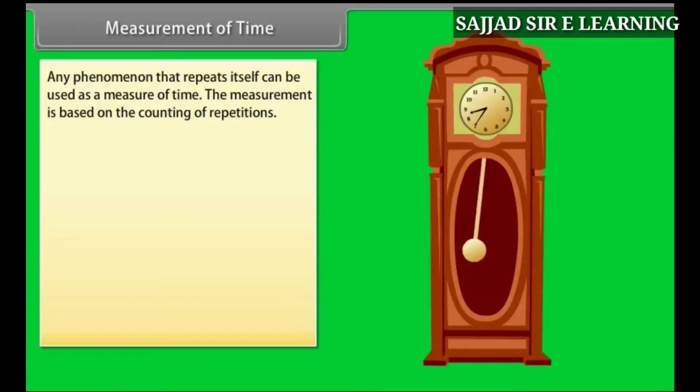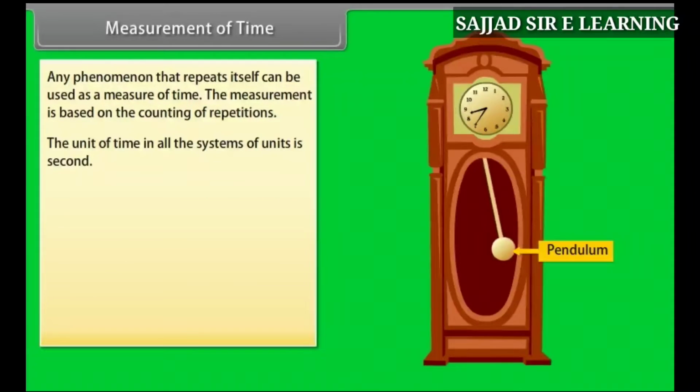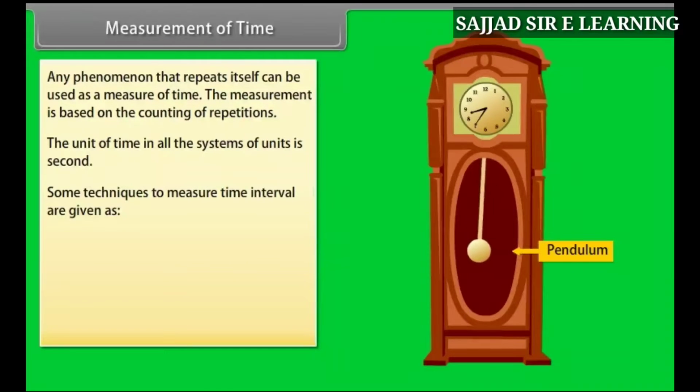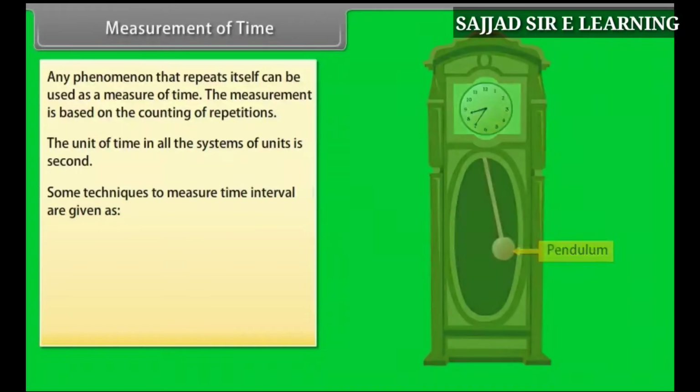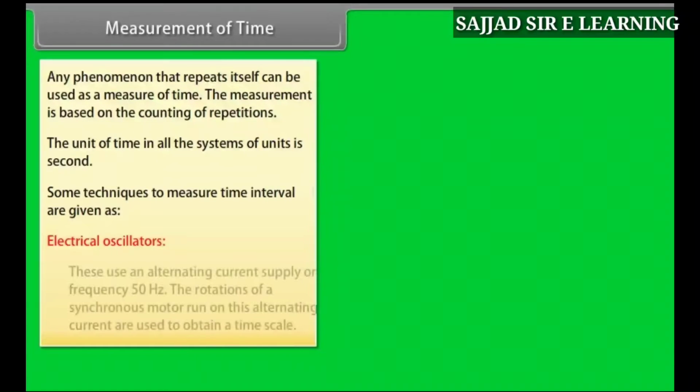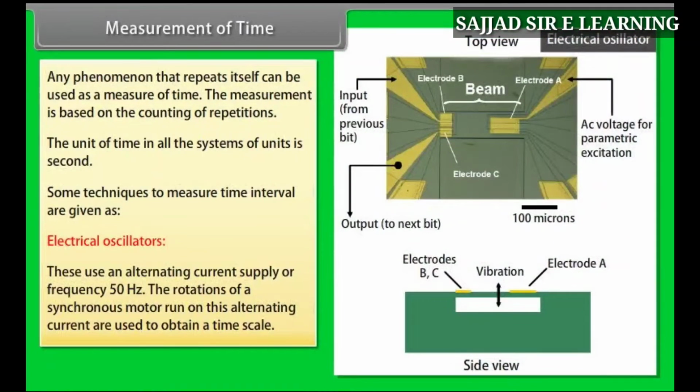Measurement of time. Any phenomenon that repeats itself can be used as a measure of time. The measurement is based on the counting of repetitions. The unit of time in all the systems of units is second. Some techniques to measure time intervals are given as: electrical oscillators. These use an alternating current supply of frequency 50 Hz. The rotations of a synchronous motor run on this alternating current are used to obtain a time scale.